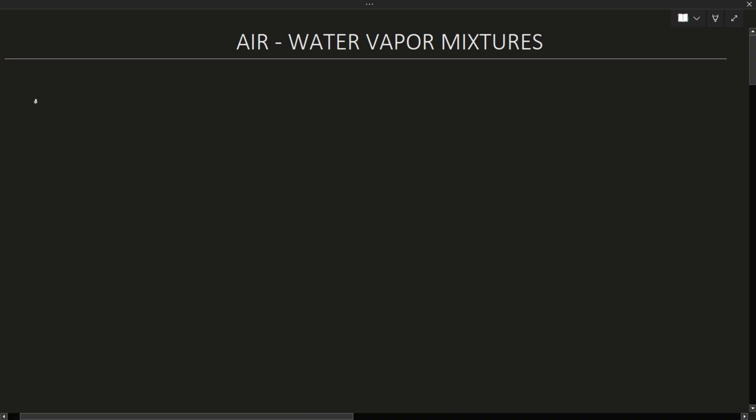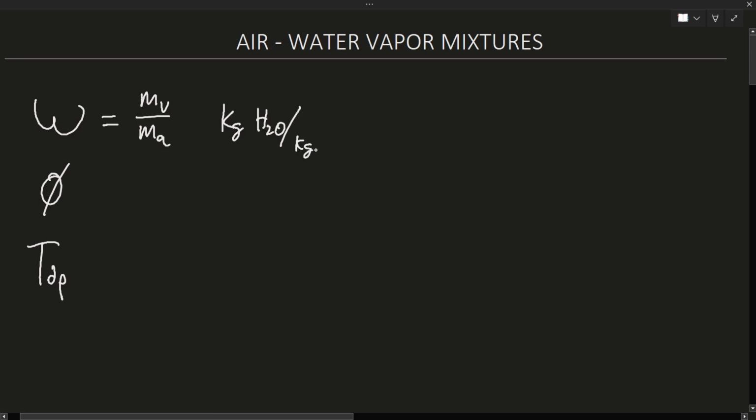You have to understand what specific humidity is, relative humidity, and for some problems, what the dew point temperature is, okay? Specific humidity basically says the amount of water present per kilogram of air. It's equal to the mass of vapor divided by the mass of atmosphere. It basically says the kilogram of water per the kilogram of air. That's it. Super simple.